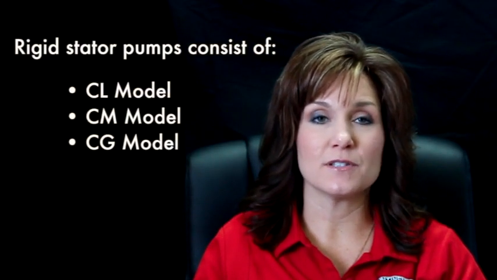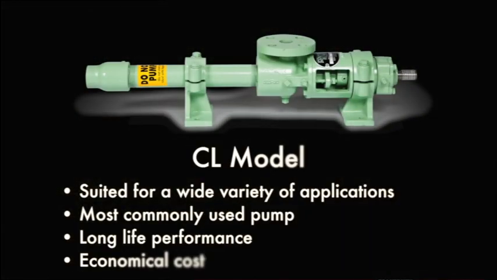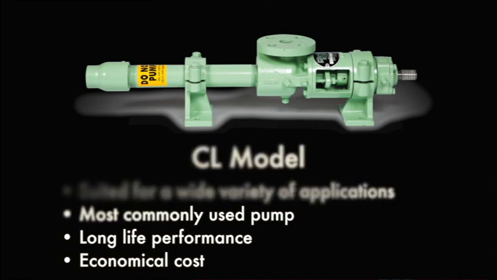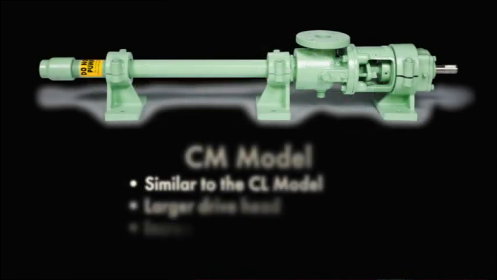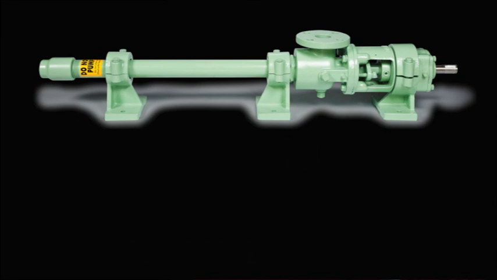Our rigid stator pump line consists of our CL, CM, and CG models. Based on your piping situation, the suction housing can be rotated from 90 degrees to 270 degrees upon request. The CL model is suitable for a wide variety of applications and is the most frequently used. When properly applied, they give excellent long life performance at the most economical cost. The CM model is similar to the CL model except it has a larger drive head to handle the increased horsepower that is needed to produce the higher pressures that can be developed by these pumps.